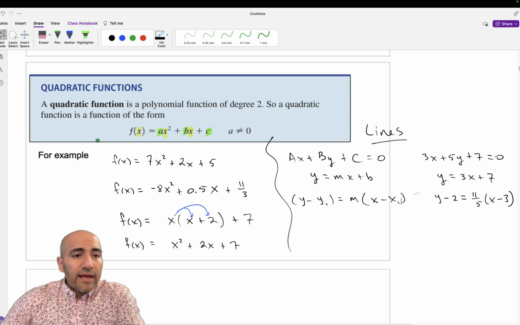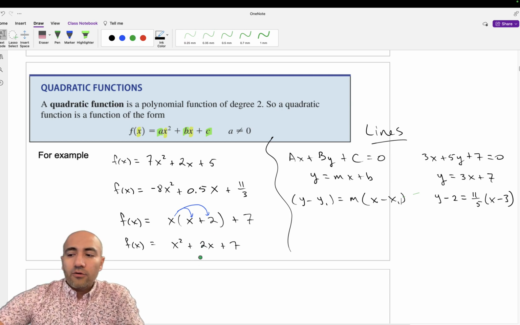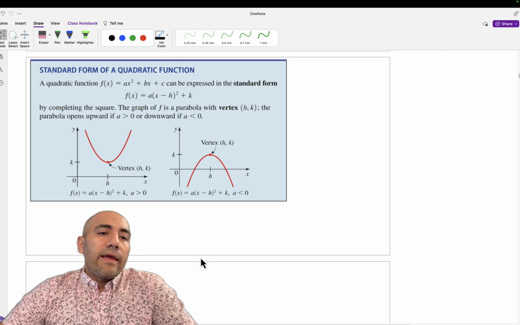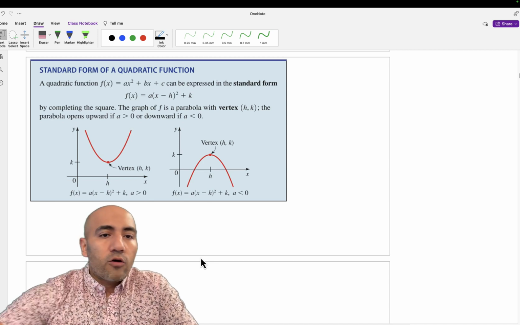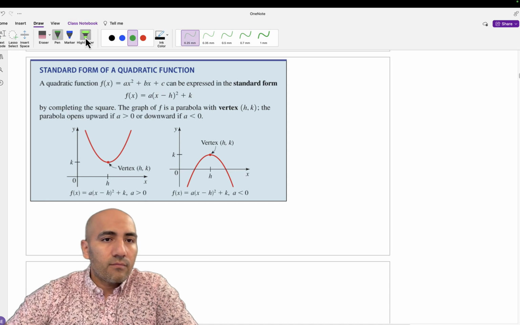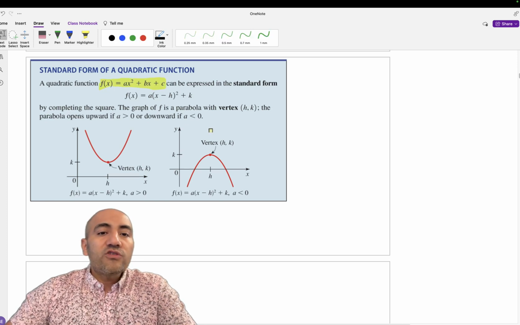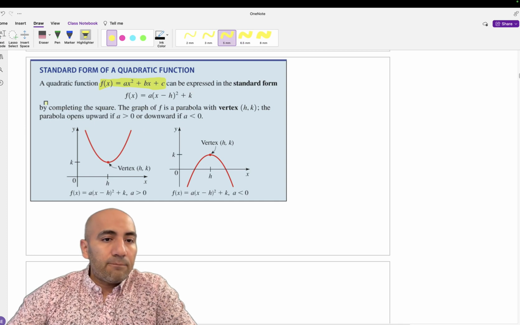Okay, likewise with quadratic equations, this is the standard one. This is the standard polynomial form of a quadratic equation, but there is another form called the vertex form. Okay, so a quadratic function of the form ax squared plus bx plus c, right? This is the standard polynomial form right here. This can be written, can be expressed using a process called completing the square.